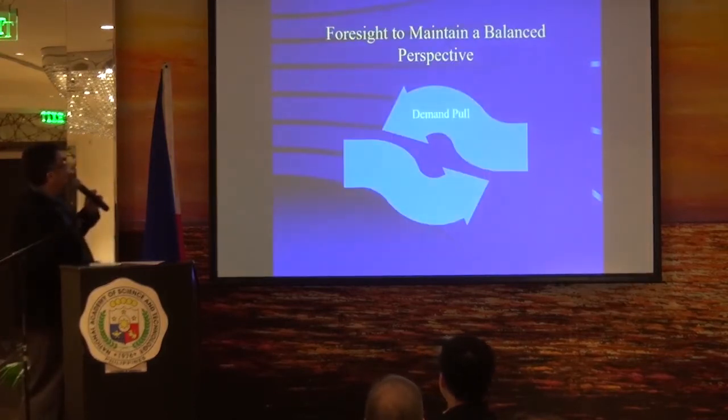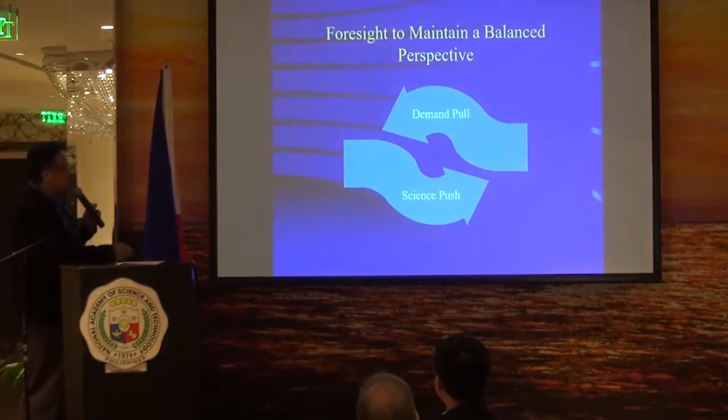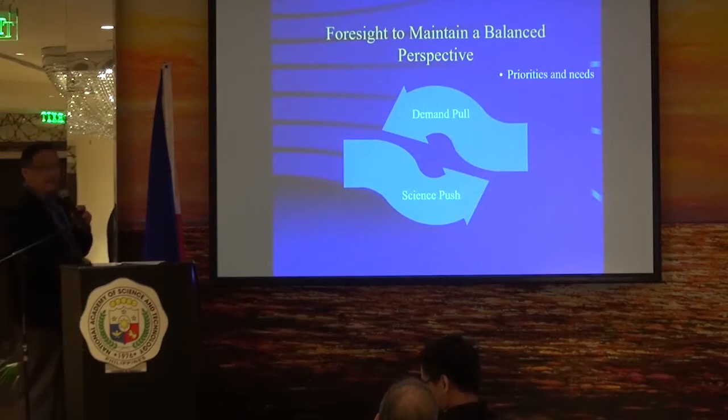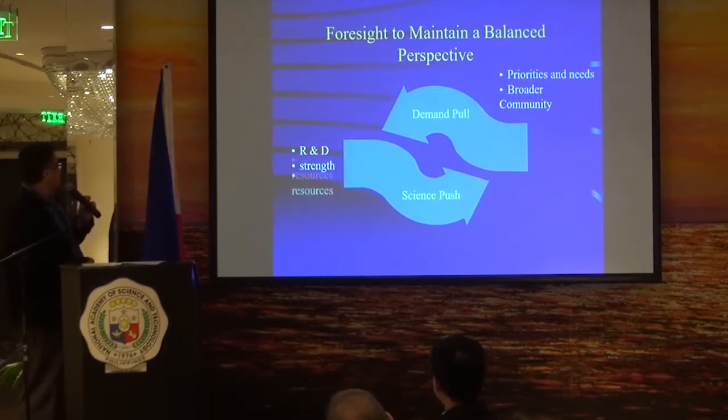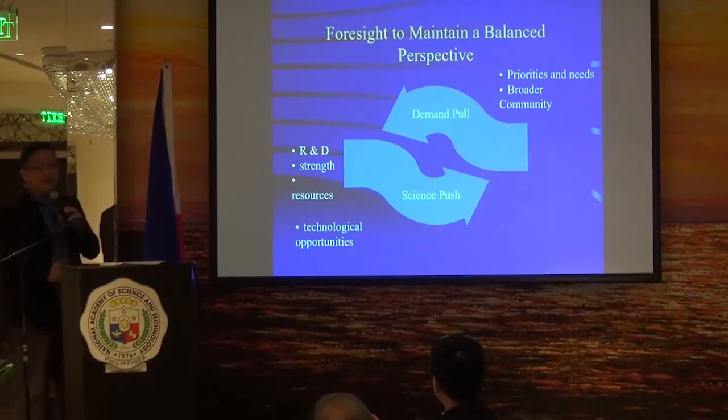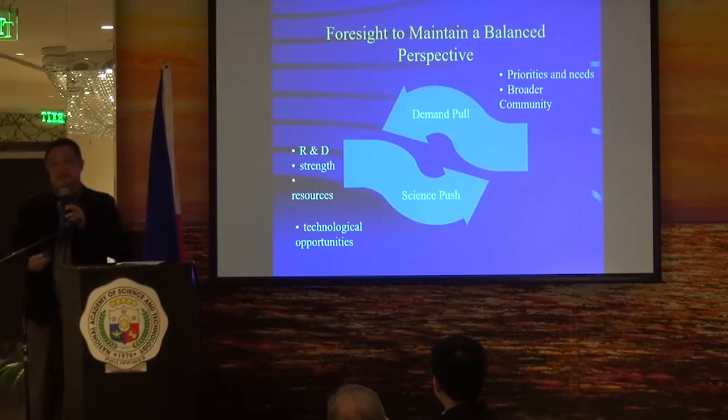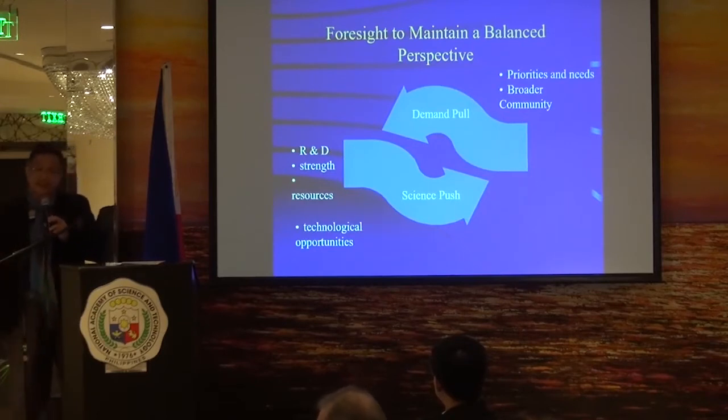Okay, this is actually the balanced perspective. This is just a diagram to tell you that as scientists, we're pushing science. But take note that there are priorities in this world. You have the broader community. The sciences are the R&D and strengths of the country, and resources are there, and there could be technological opportunities. What I mean is that you must be balancing the two situations. Of course you can put some more in the diagram, but the whole point is that science and technology push must be linked to the demand pool also.